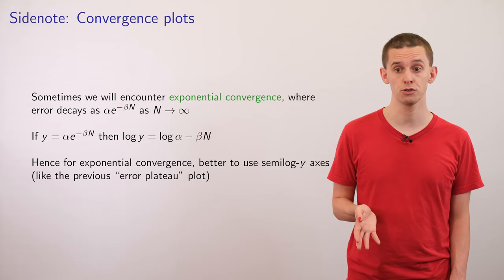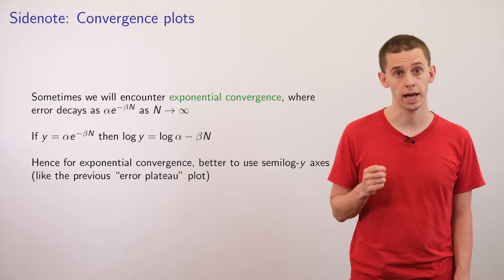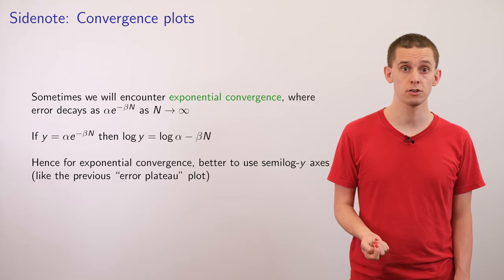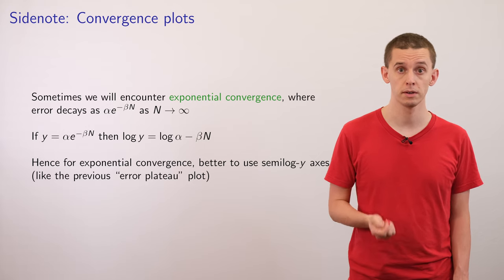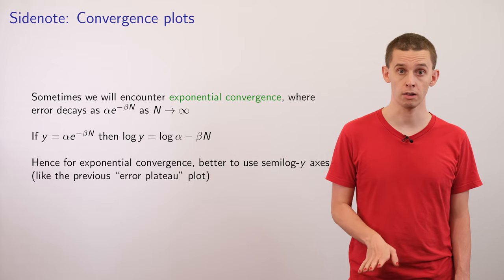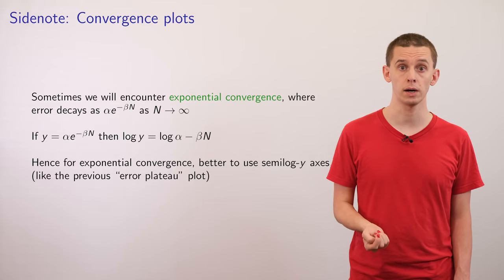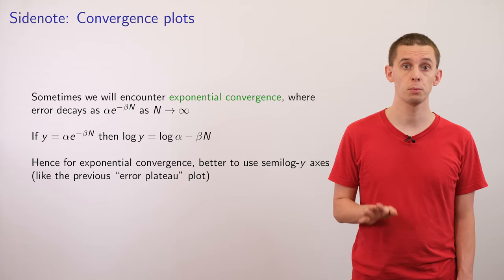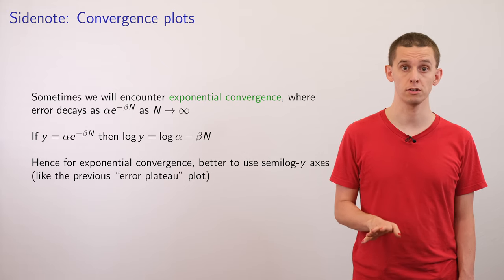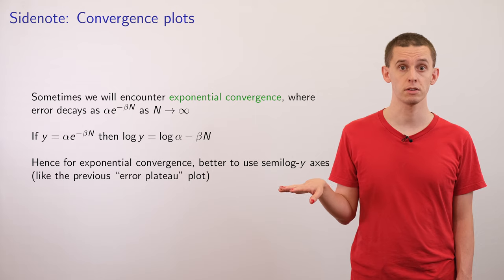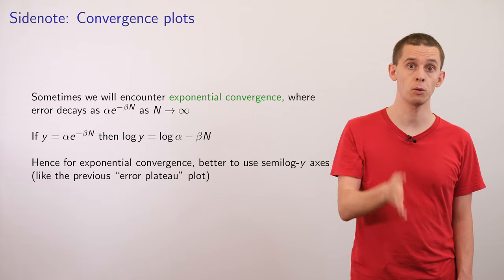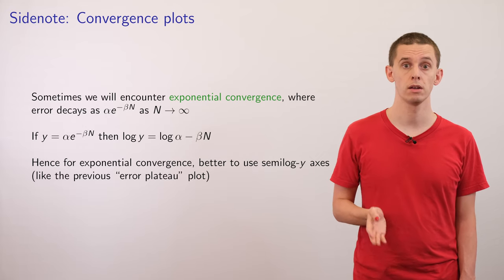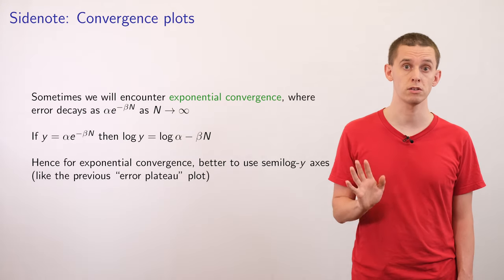Sometimes we'll encounter exponential convergence, where error will decay like alpha e to the minus beta n as n tends to infinity. So suppose we have this situation and our error y is equal to alpha e to the minus beta n, and again we take the logarithm. In this case we end up with log y equals log alpha minus beta n. And so here, a more appropriate axis choice would be semi-log axes. We plot n on our horizontal axis, and we then plot our error y using a logarithmic scale on the vertical axis. And in this case, if we have exponential convergence, then we'd expect to see a straight line.